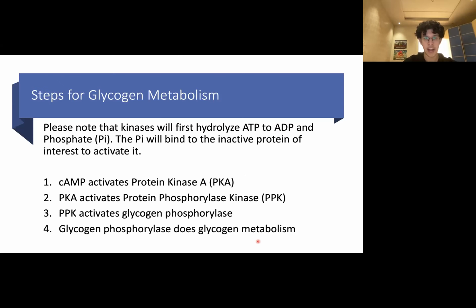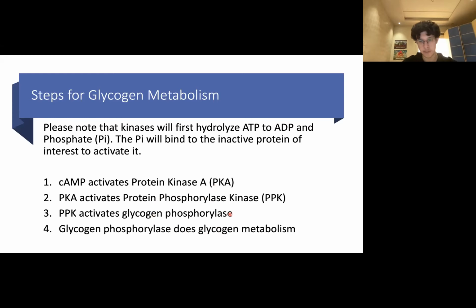But what about after, glycogen metabolism? Now we have our two pathways. First, again, there's this note about how kinases work. Kinases will hydrolyze ATP to ADP and phosphate, and the phosphate will bind to the inactive protein to activate it. So how does this work? Cyclic AMP will activate PKA. PKA activates phosphorylase kinase. Phosphorylase kinase activates glycogen phosphorylase, and glycogen phosphorylase does glycogen metabolism. Let's keep it simple: cyclic AMP activates protein kinase A, which activates phosphorylase kinase, which activates glycogen phosphorylase, which does glycogen metabolism.